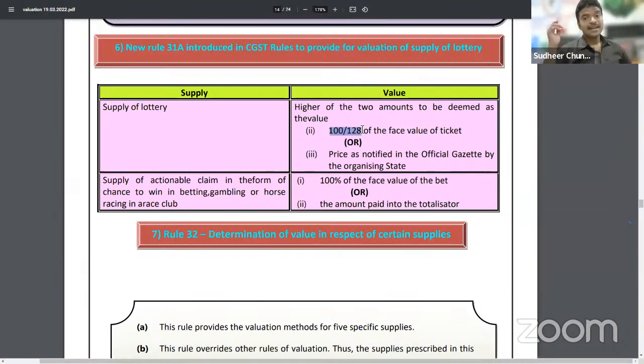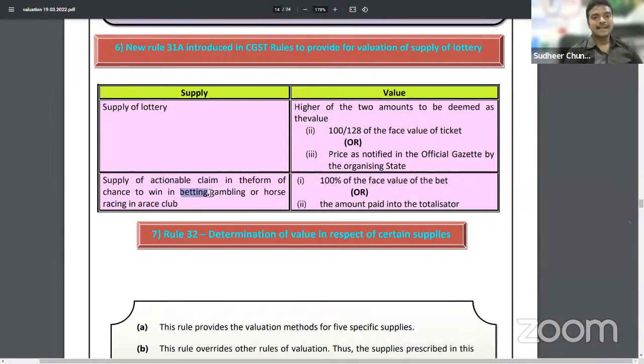That means including that amount we need to see, that is, on inclusive basis. Or if the state government notifies any rate, that rate, whichever is higher we need to consider. In case of supply of lottery, the higher of the two amounts: 100 by 128 of the face value, or the price as notified by the government. Whichever is higher we need to consider. So supply of lottery we have completed.